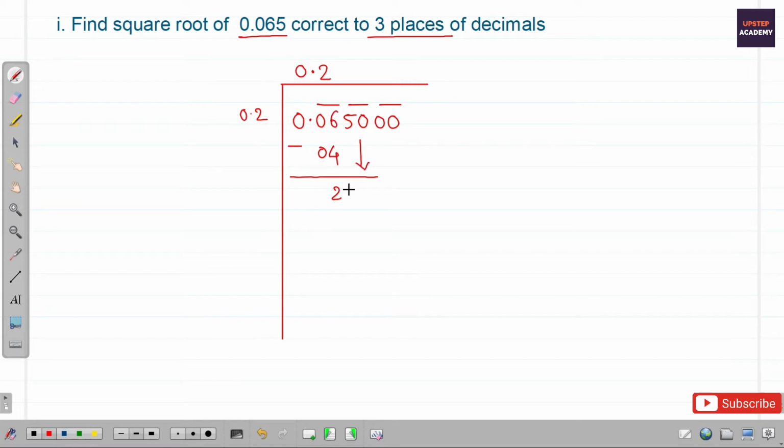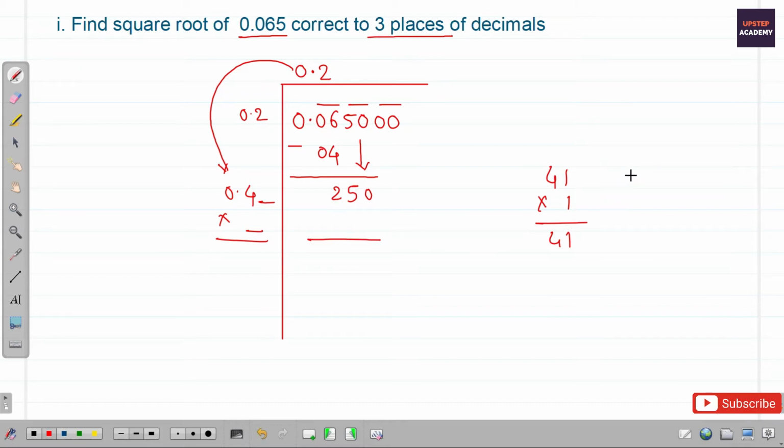The next group will come here, that is 50. The next step is that we have to double the number which appears over here. 0.4 will be the number after doubling this 0.2, and here we want one number, which should come from taking one number over here and multiplying the whole number by the same number that we take here. This multiplication we are going to write here, but before that let us check which number should fit over here. Let me not consider this 02. So 41 into 1, how much is it? It is 41. So taking 1 is not a good idea.